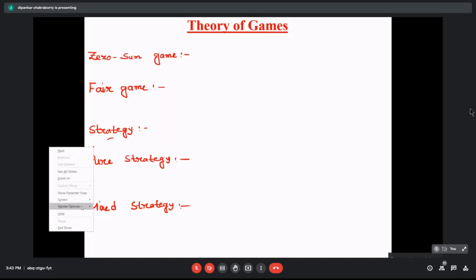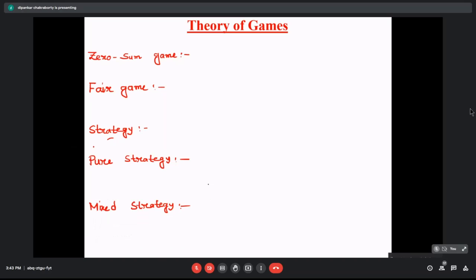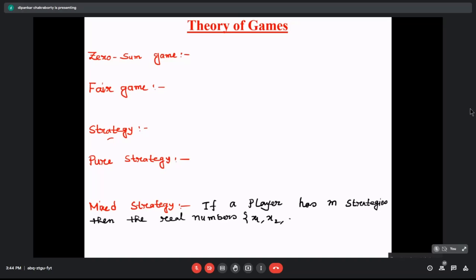So, if a player has m strategies, then the real numbers x1, x2, xm.